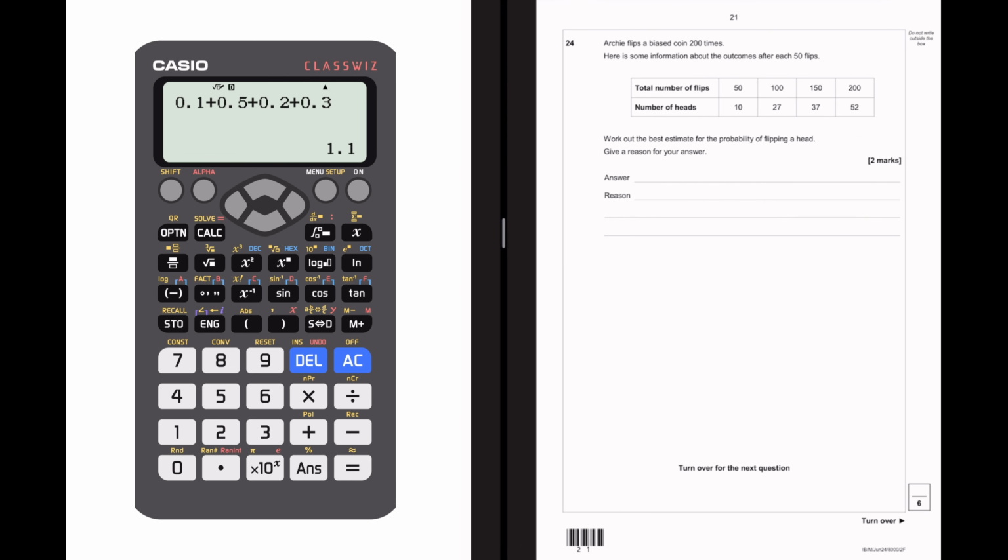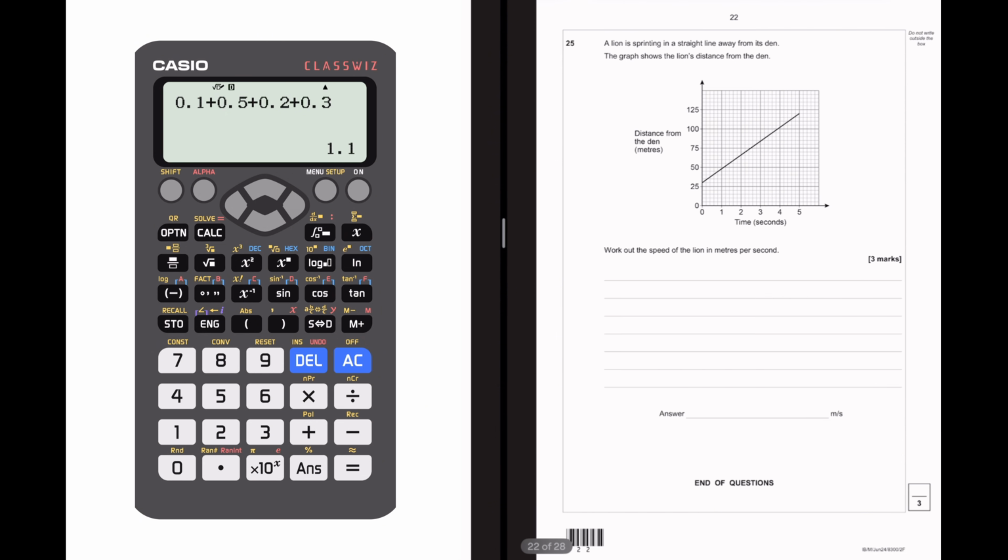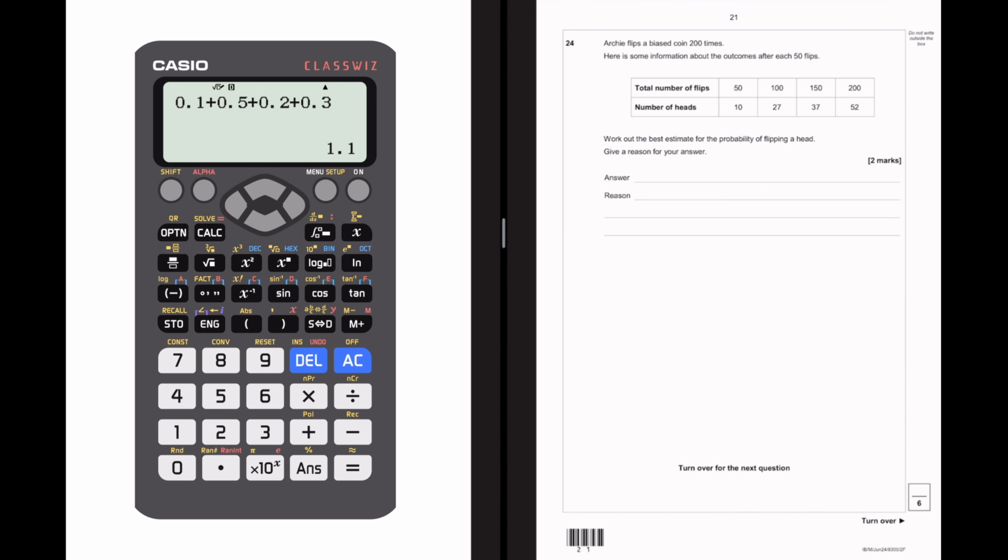Now we've got one more question. Actually, we have two more questions. Question 24 says, Archie flips a biased coin 200 times. Here is some information about the outcomes of each 50 flips. Work out the best estimate for the probability of a head. Give your reason. So the best estimate will be 52 over 200, because this includes the greatest number of flips.